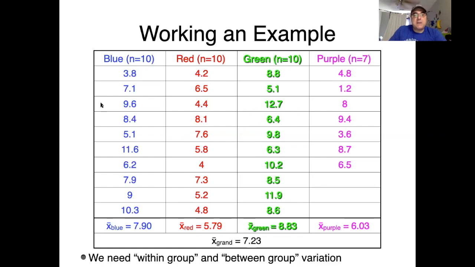Let's work the example. Let's start with our raw data. These are 10 people who took the test on blue paper, 10 people who took the test on red paper, 10 people who took the test on green paper, and 7 people who took the test on purple paper.